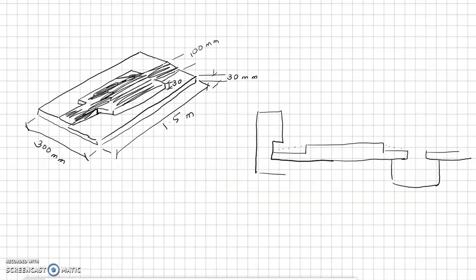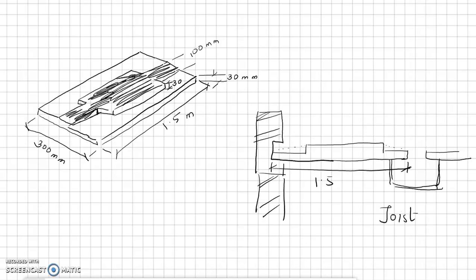Now, this is your wall, okay? This is your wall. And then from here to here is 1.5. And this 1.5 is then later on kept on a precast joist. What is a joist? Let me show you.